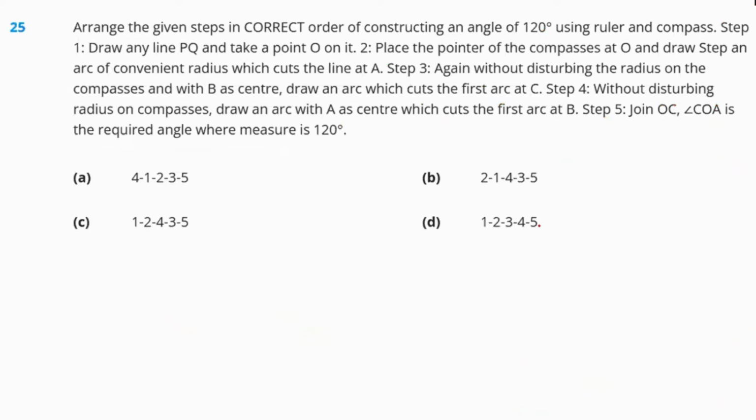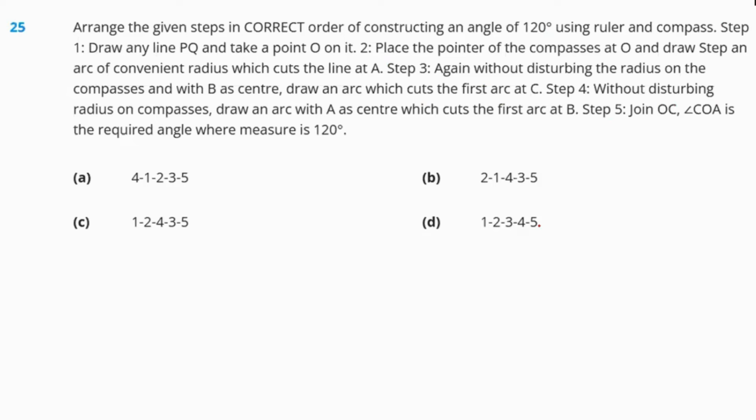Arrange the given steps in correct order of constructing an angle of 120 degree using ruler and compass. Okay, so we have to construct that angle. 120 is an obtuse angle. And what are all the correct steps that we have to follow to construct this using ruler and compass?